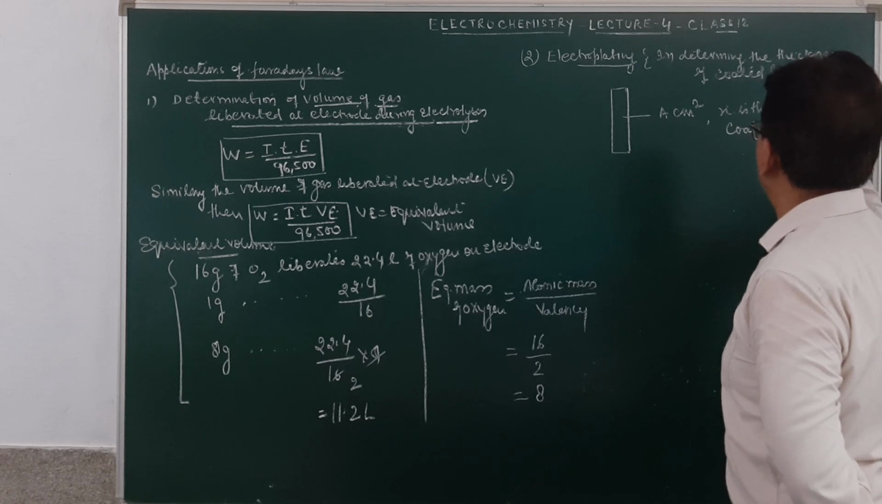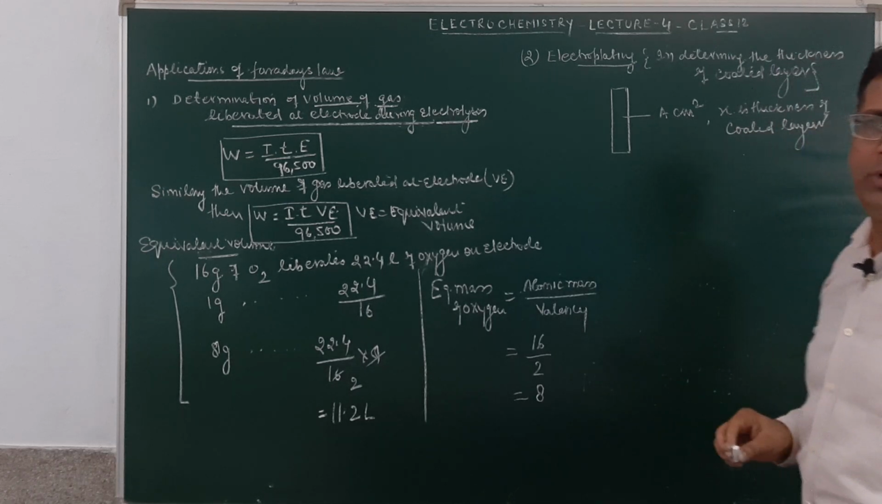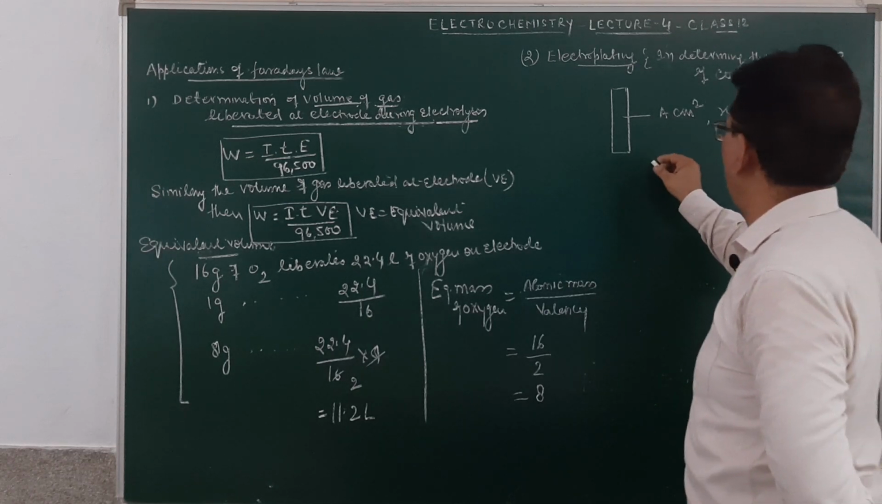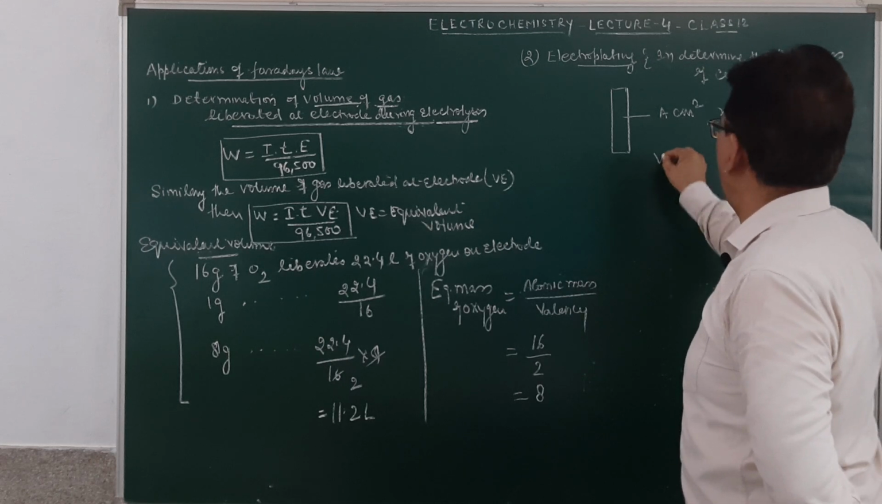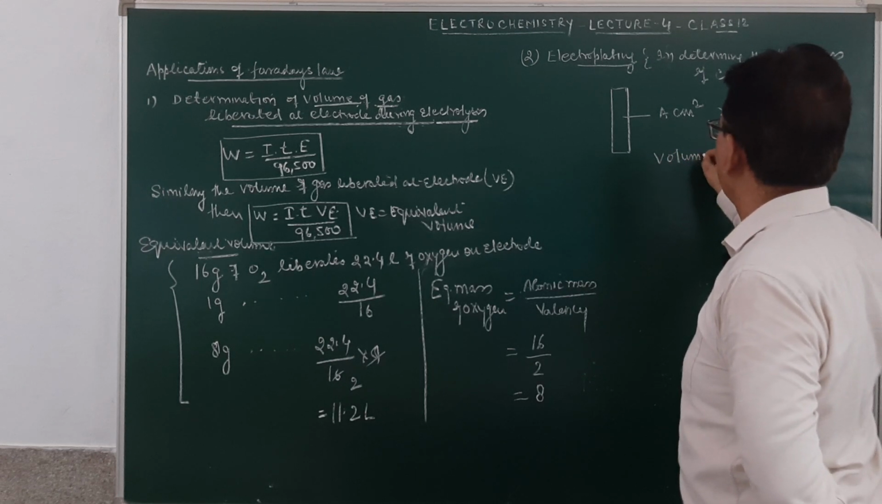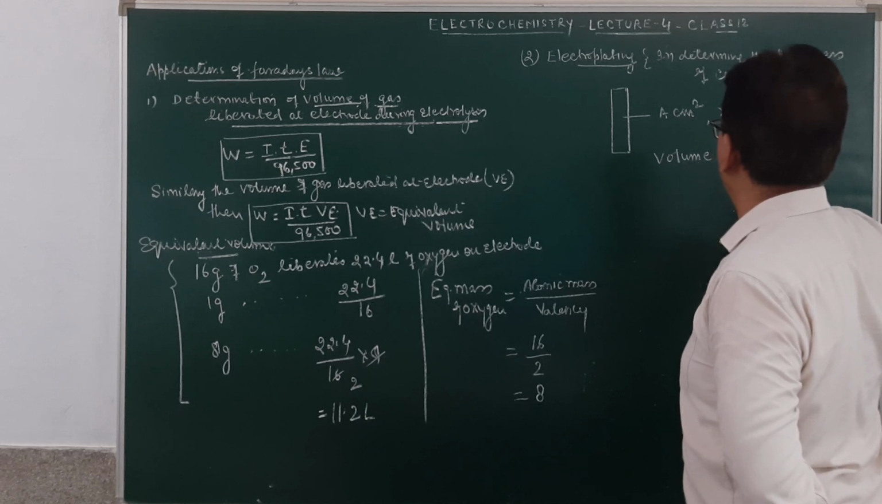Now, what is the mass of the substance deposited? Density is equal to mass per unit volume. So, the volume of the coated layer, what will that be? This will be equal to A into X.